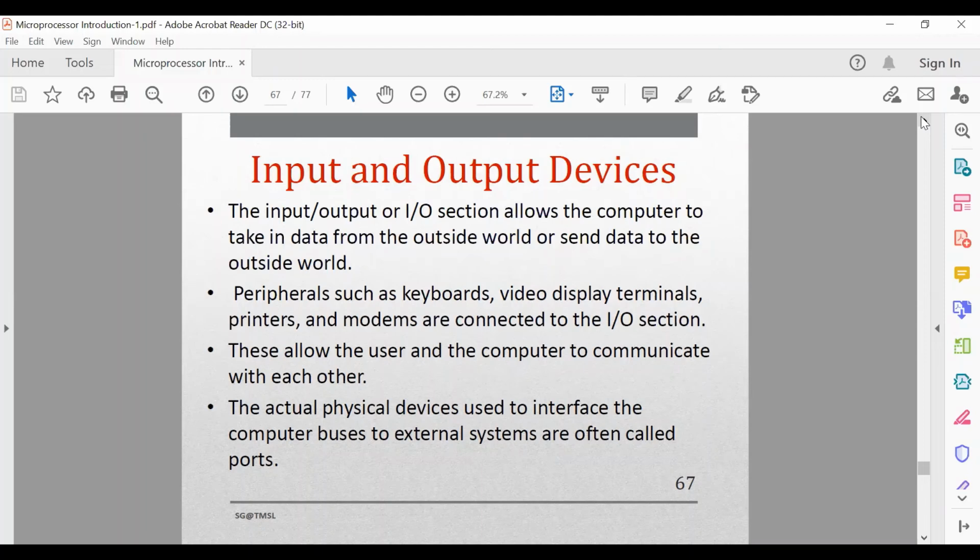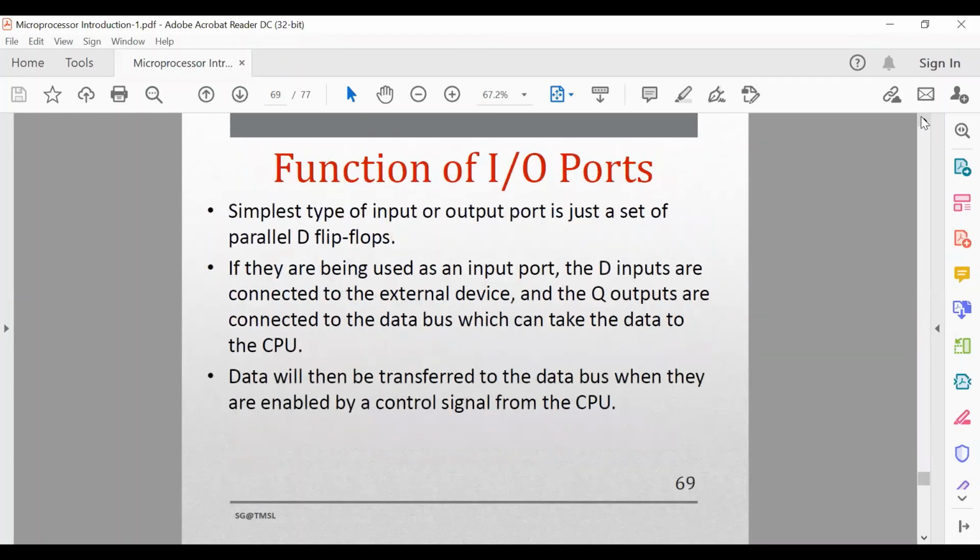Any introductory course on microprocessors should cover the interfacing of data converters, keypads, and also switches. And what about the output devices?